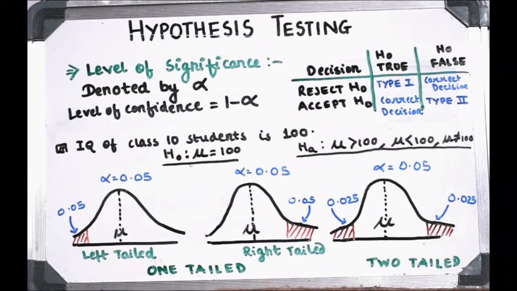So you have to keep in mind that the test statistics value, be it a Z value or T value, has to lie in the acceptance region in order to accept the null hypothesis, and if it is lying in the rejection or the red region, then you have to reject the null hypothesis. This is the basic funda of hypothesis testing. Now let us discuss some examples.